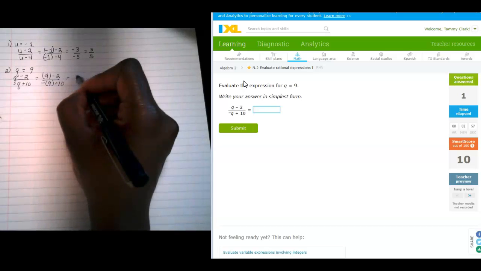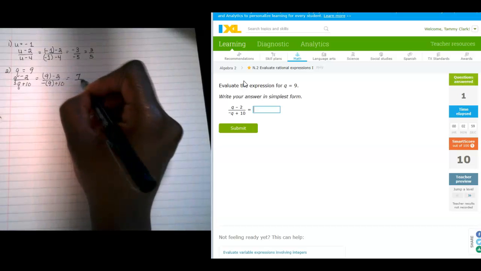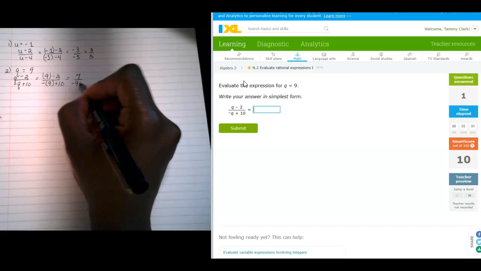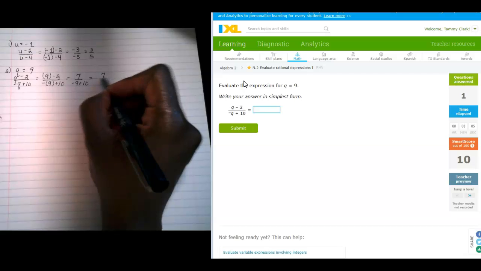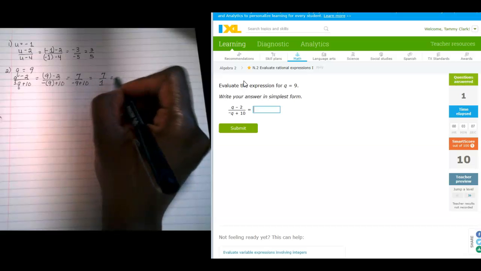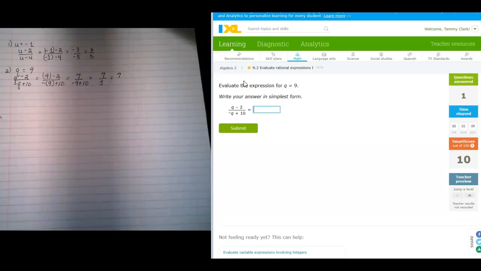We've got 9 minus 2, which is 7. -9 plus 10. And so that would give us 7/1. And that would just equal 7.